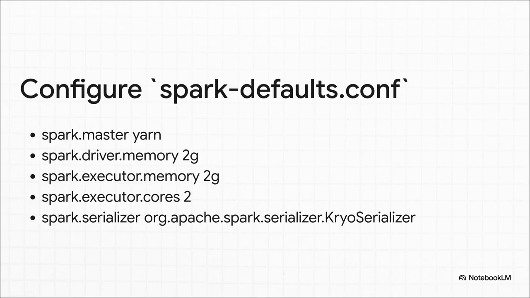We tell Spark that its master is now Yarn. Then we define the resources for its main components, the driver that runs the show, and the executors that do the heavy lifting. This is literally how you tell Spark how much memory and CPU it's allowed to ask the cluster for. It's what turns it into a real distributed engine.